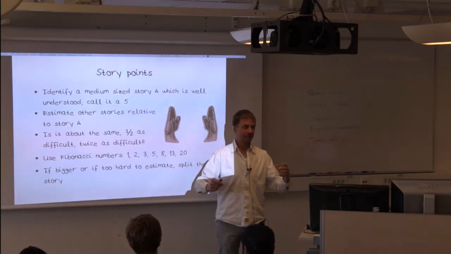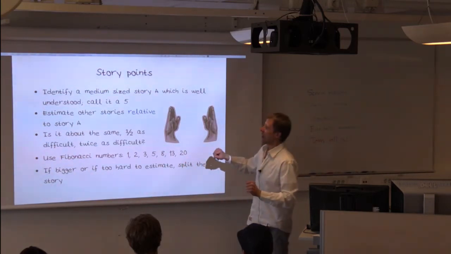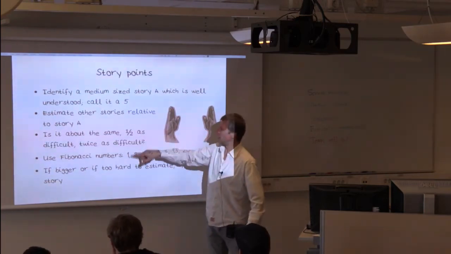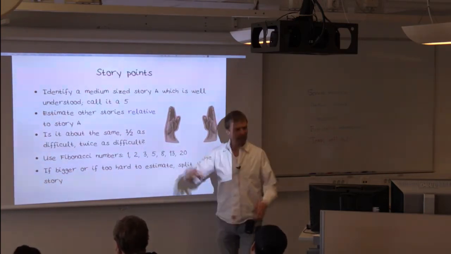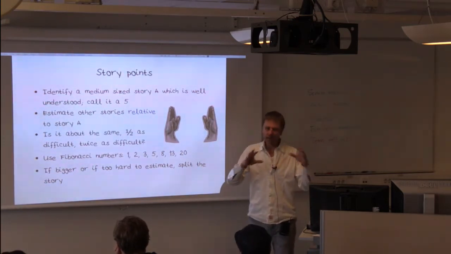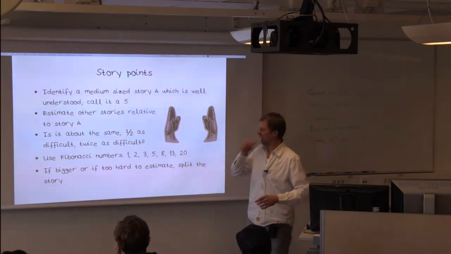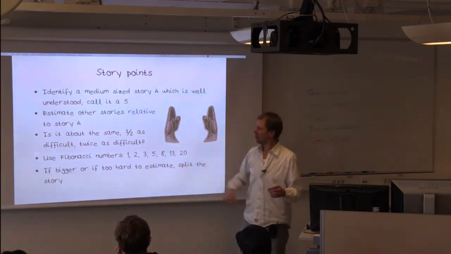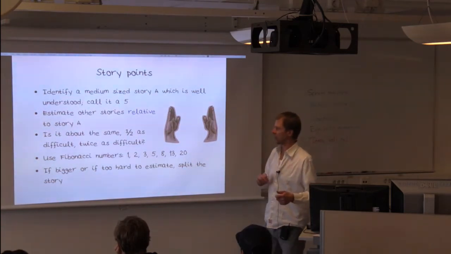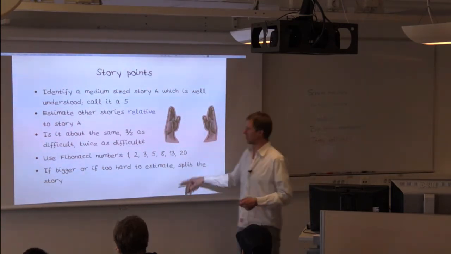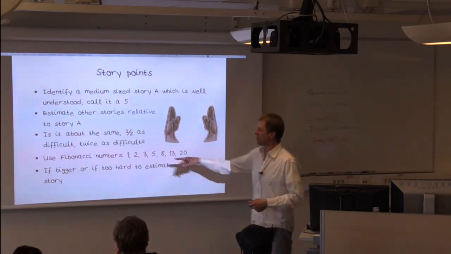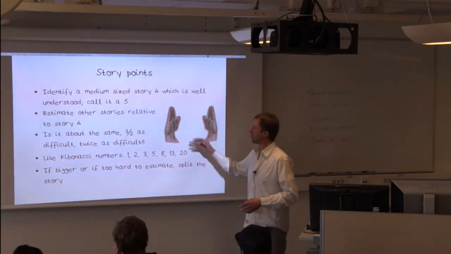It's different. So the question is, you look at another story, story B, and you're asking yourself, is it about the same as story A, based on your understanding, your individual understanding right now? Or is it about half? Or maybe it's twice as difficult? And then you give it a story point number based on that. You're going to use the Fibonacci numbers except 20, which is not a Fibonacci number. And if a story is too big, then you split it up.